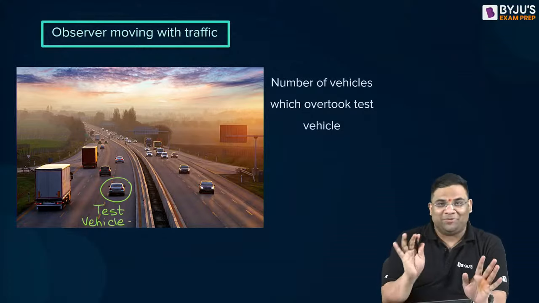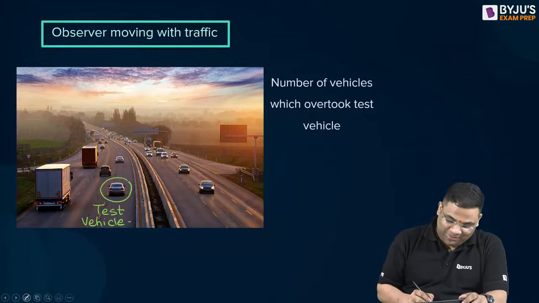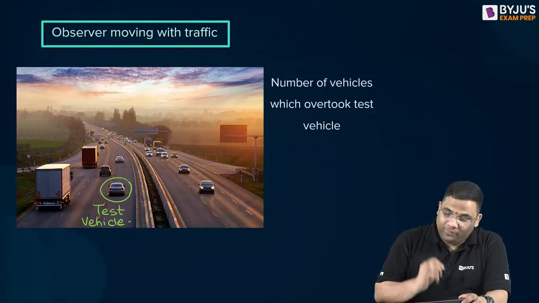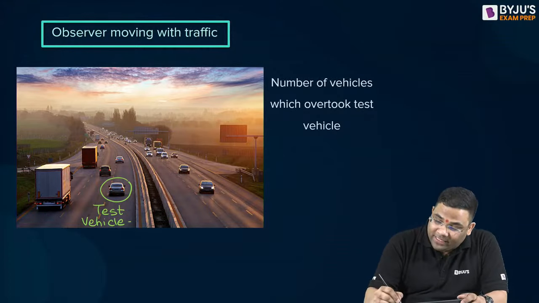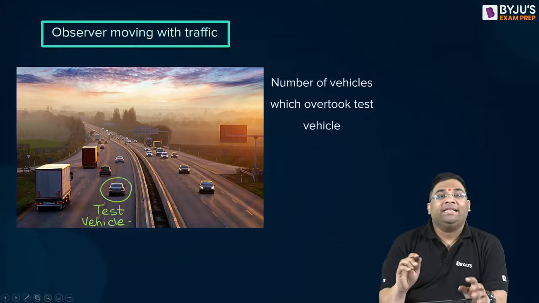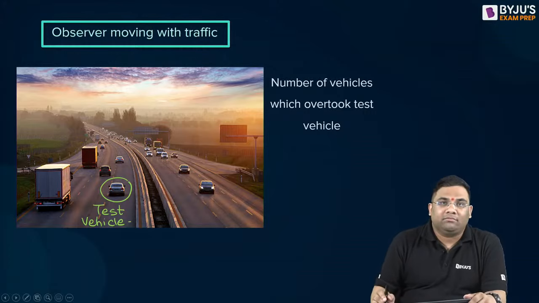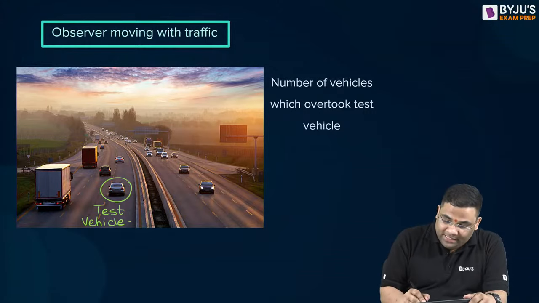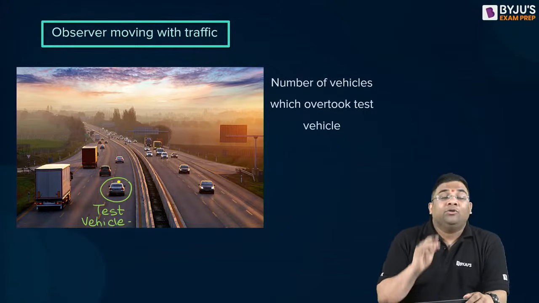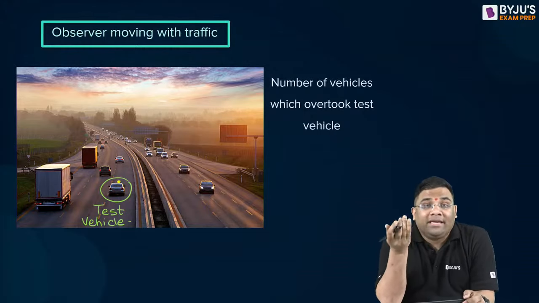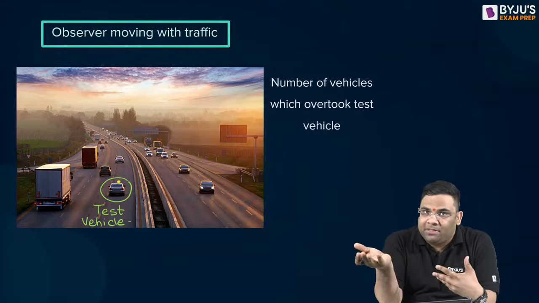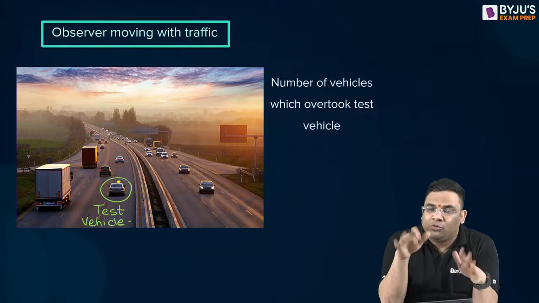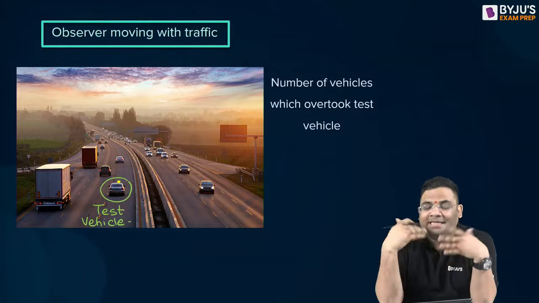You are inside the test vehicle. Okay, you are the moving observer. You calculate or count the number of vehicles which overtook the test vehicle during the test. Yes, so suppose you are inside it. You first see how many vehicles overtook you. Overtaking the test vehicle means overtaking you, because you, the observer, are inside the test vehicle.